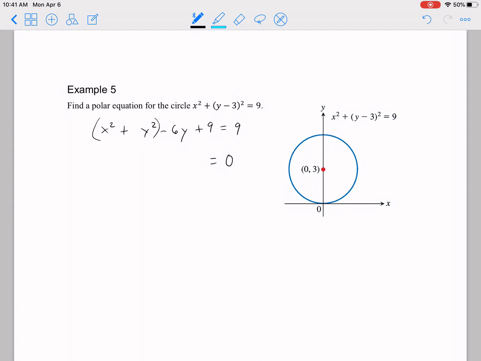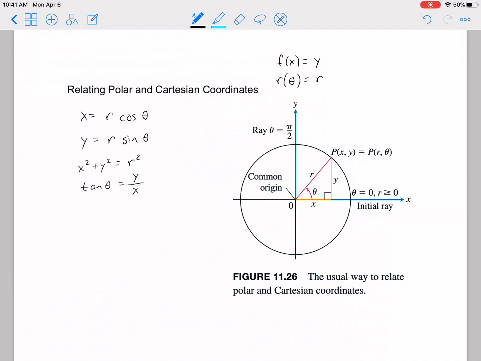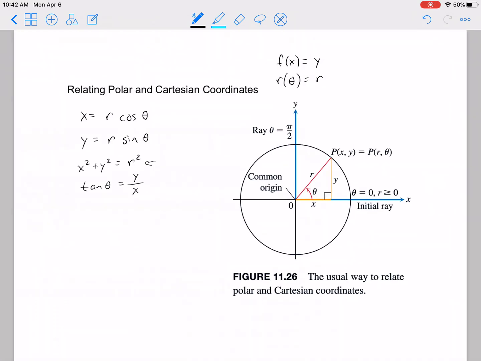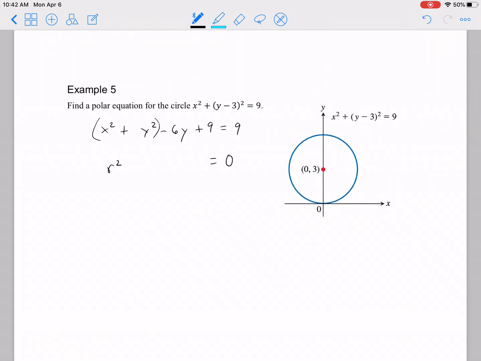And remember, x squared plus y squared is r squared. So I'm going to go ahead and use that and make my first substitution. There's r squared. And then this is 6y, and y, if you remember, is r sine theta. So this will be minus 6 times r sine theta right there. And then that equals 0. I can factor out an r and have r times r minus 6 sine theta.